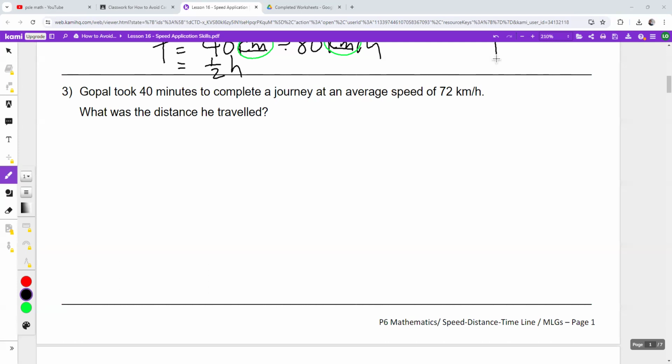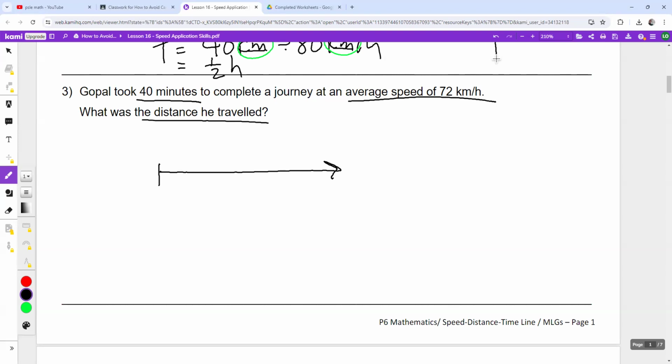Gopal took 40 minutes to complete the journey at a speed of 72 kilometers per hour. What was the distance he traveled? When you draw the model, there is the starting point of the journey that we talked about last lesson, and the direction of moving is always from left to right. Later on, you will find that the arrow may come backwards because they are returning back, but right now it is always left to right.